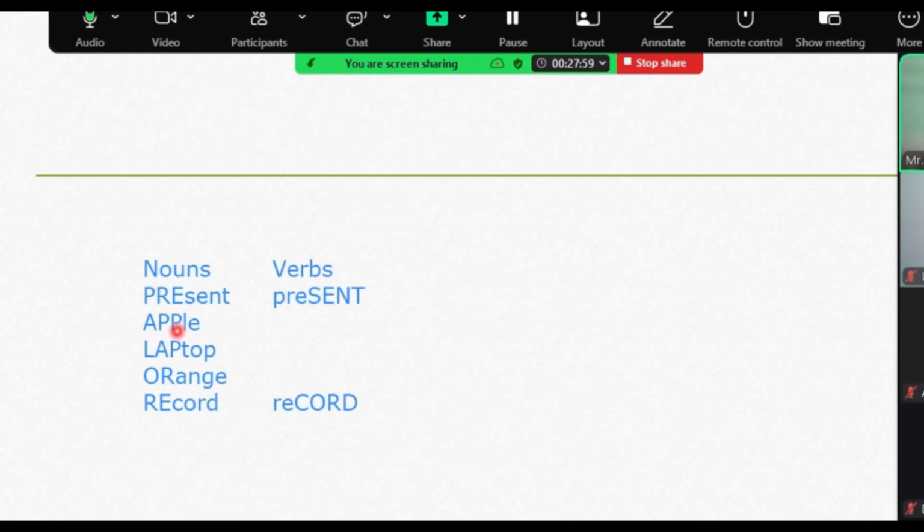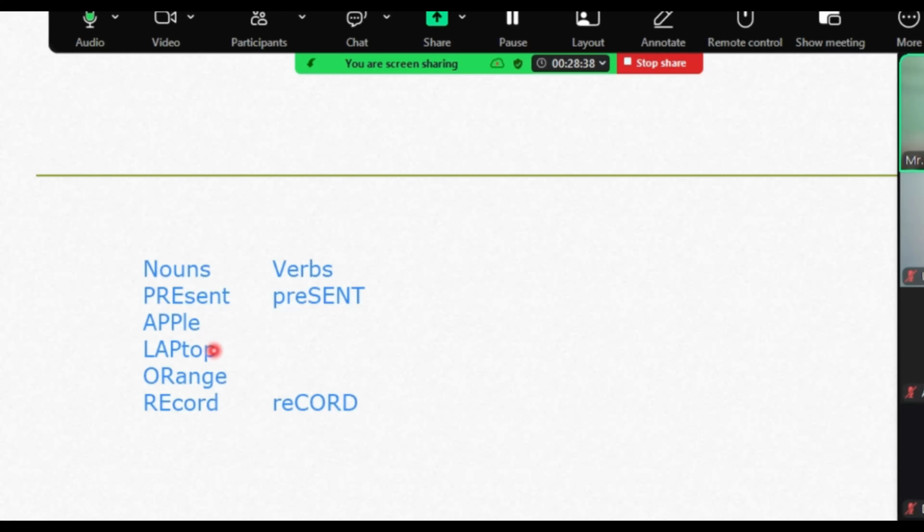Another one is here, a two-syllable word. Apple, laptop, the first syllable stress, and then orange. And this is the first syllable stress, so they would say record. Example, my friend broke a record in a marathon. My friend has a lot of records. This one is a verb. They would say record. Can I record a video of you teaching a lesson? Right? So it is record.